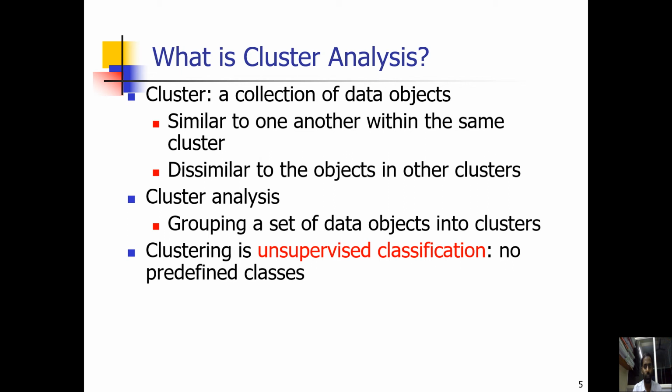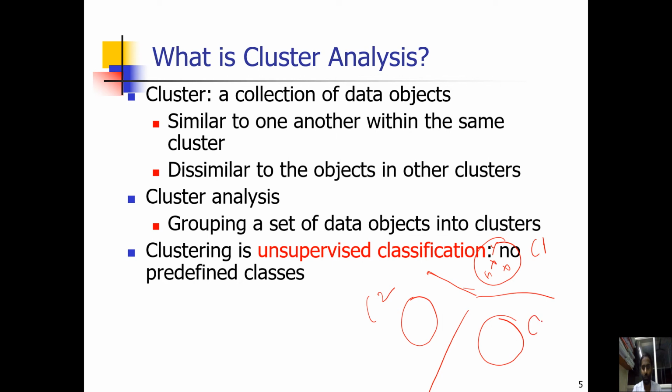We call it unsupervised classification because there are no predefined classes for clustering. That's why it's called unsupervised. Okay, so let's see one example of cluster analysis. These are the different types of clusters. These are some of the points in cluster 1. These are some of the points in cluster 2. These are some of the points in cluster 3.